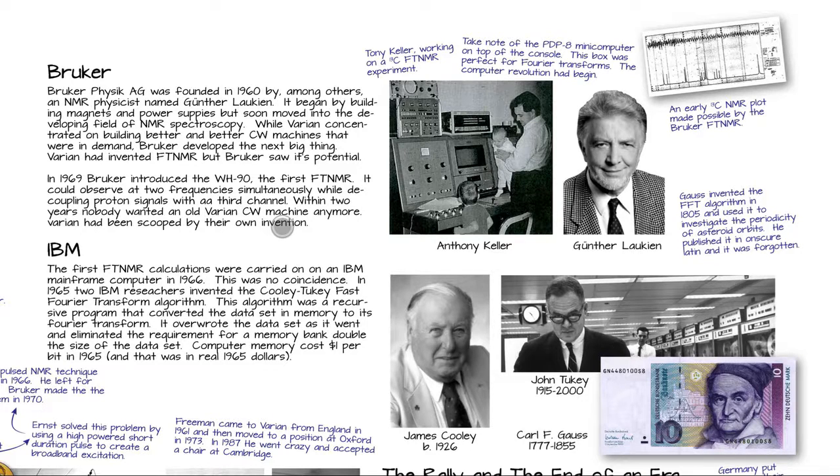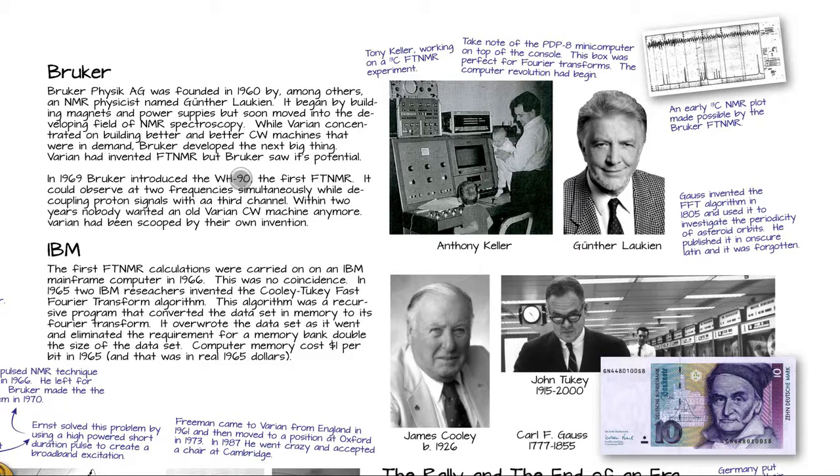Now, Ernst was still connected with Varian, and most of his inventions were patented by Varian, and he was a Varian guy. But he's in Switzerland, he's training students. Where do you think his students were going to work? Bruker. And they were developing Fourier transform NMR. One of the major drivers of Fourier transform NMR development were Gunther Laukin, who started Bruker, and Anthony Keller, who was a physicist who had a lot to do with the early Bruker instruments. And Bruker developed the first commercial Fourier transform NMR, the WH90.